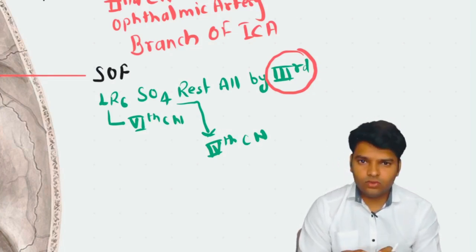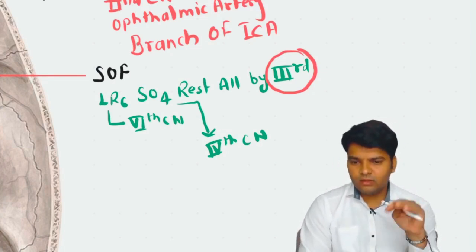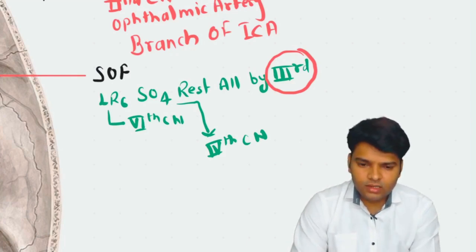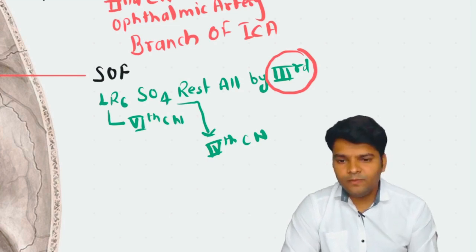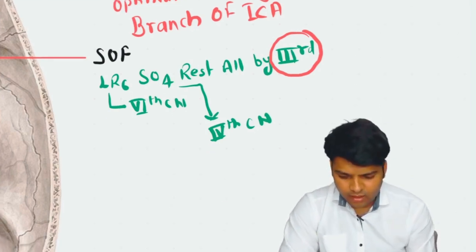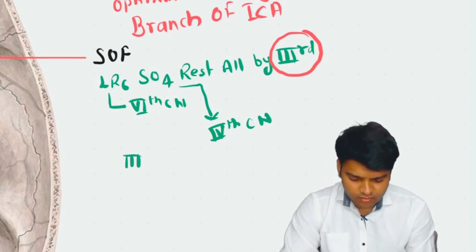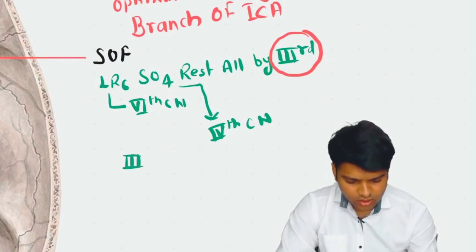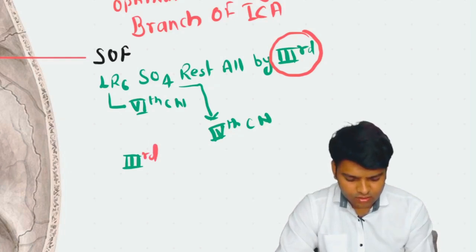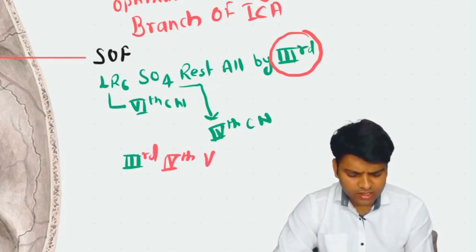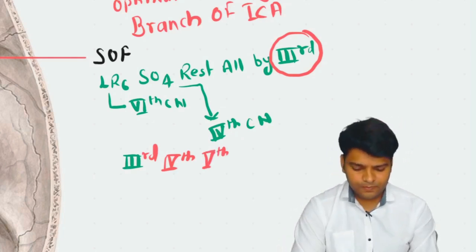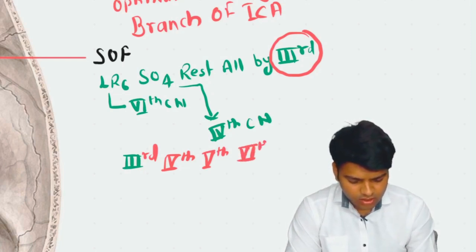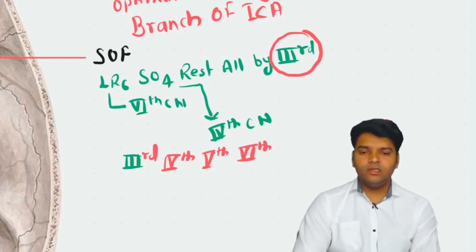So I want to talk about the superior orbital fissure. These nerves go into the orbit, passing through the superior orbital fissure. So what structures pass through the superior orbital fissure? We have the 3rd cranial nerve, the 4th cranial nerve, and the 5th cranial nerve also, but I will tell you how and which branch of the 5th cranial nerve, and the 6th cranial nerve.